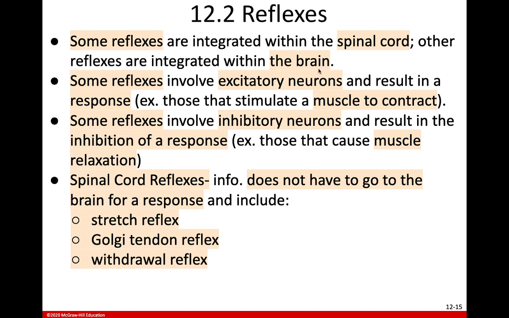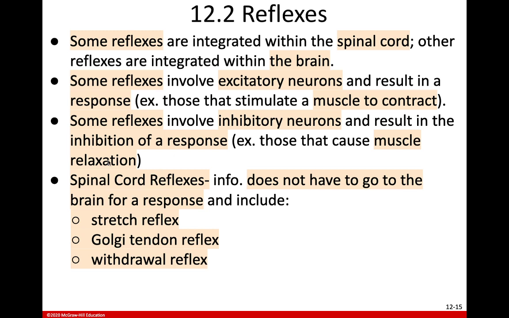Some of the information does go to the brain to allow us to feel the pain, but the response to that stimulus is integrated. It is processed, and the response is determined in the spinal cord. It doesn't have to go to the brain for a response. Some reflexes, and we'll talk about this today, involve excitatory neurons, some involve inhibitory neurons. So again, some can cause, for example, the contraction of skeletal muscle to remove our arm away from that pain. Some can cause inhibition of the skeletal muscle, causing it to relax, and this is just an example of excitatory and inhibitory. There would be other examples, and we'll see when that would be important as well.